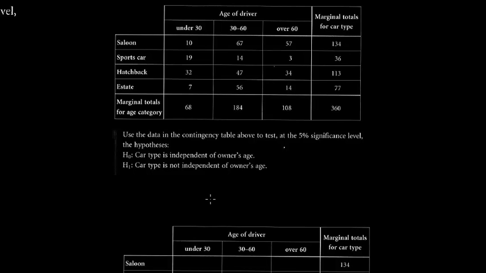Now, to do that, I need to know, for example, how many people I expect to be under 30 and have a saloon, or over 60 and have a saloon. You should know from previously that to do expectation, it's n times probabilities. So I'm going to do n, which is 360, times the probability of someone being under 30 and having a saloon. I'm assuming they're independent, so the probability of being under 30 is 68 out of 360, and the probability of having a saloon is 134 out of 360.